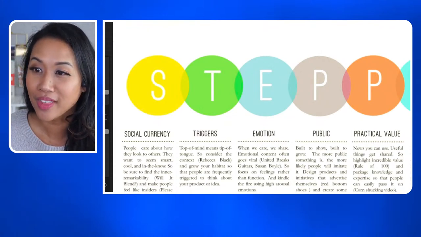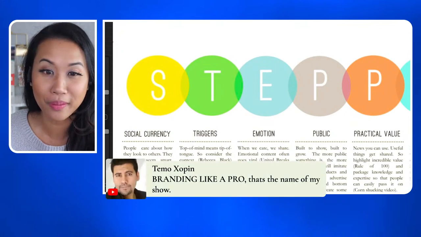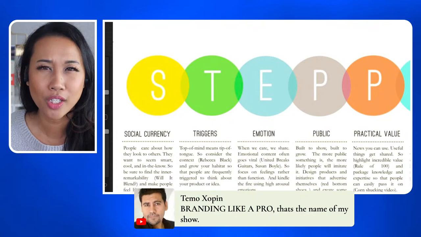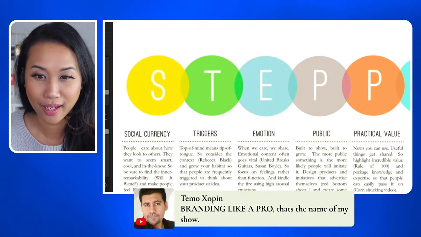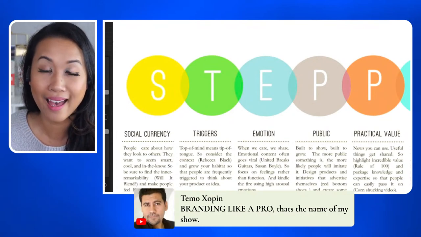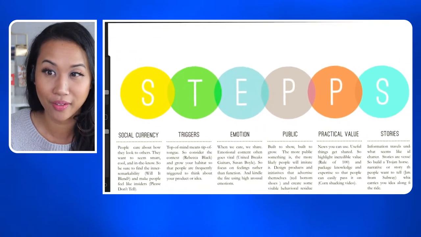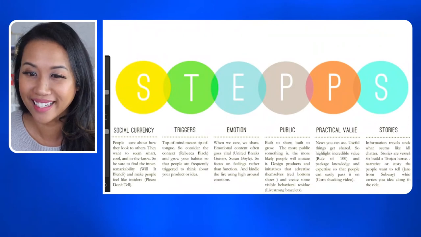So shout out to a couple of you that are already sharing branding like a pro. I like that one, branding like a pro. So think of some social triggers that you could probably use for branding like a pro. For those of you that already have triggers in your content calendar, by all means, feel free to go ahead and share it, okay? All right.